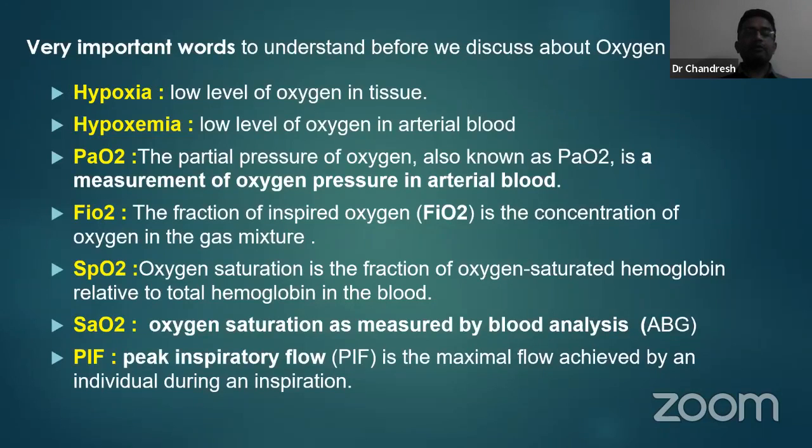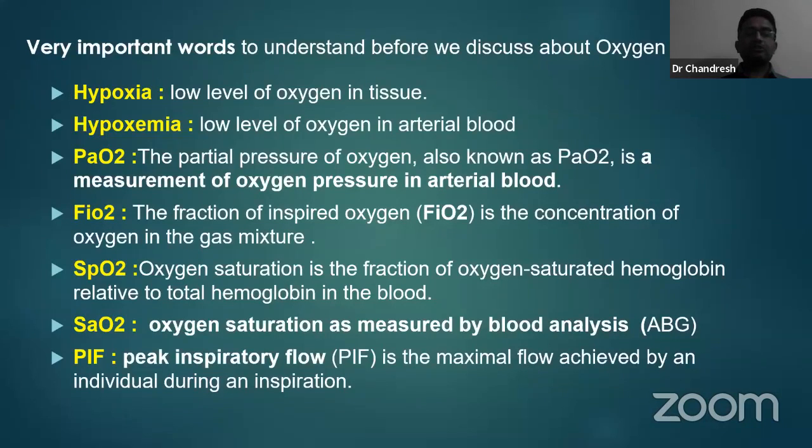PaO2 is the partial pressure of oxygen, a measurement of oxygen pressure in arterial blood. FiO2 is the fraction of inspired oxygen, the concentration of oxygen in a gas mixture. If I ask you what FiO2 you are breathing right now, you can easily answer 20.9, or approximately 21%. So we are breathing oxygen at a 21% FiO2.